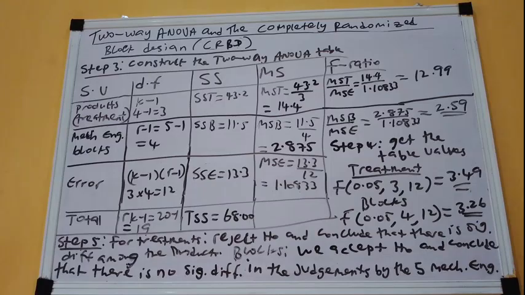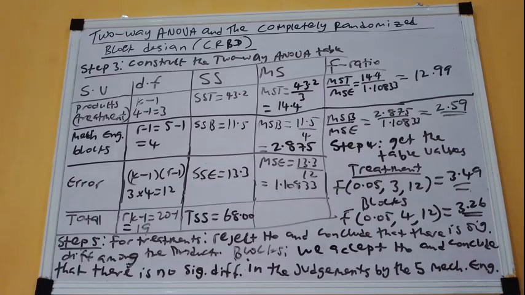So now our calculated F for treatment is 12.99, and it is greater than our table F of 3.49. So for treatment, we reject H0, the null hypothesis H0. And what does H0 say? H0, which is the null hypothesis, says that there is no significant difference among the 4 products. So by so doing, we are going to reject H0 and accept H1. H1 says there is significant difference among the products. That is the decision and the conclusion for treatment.